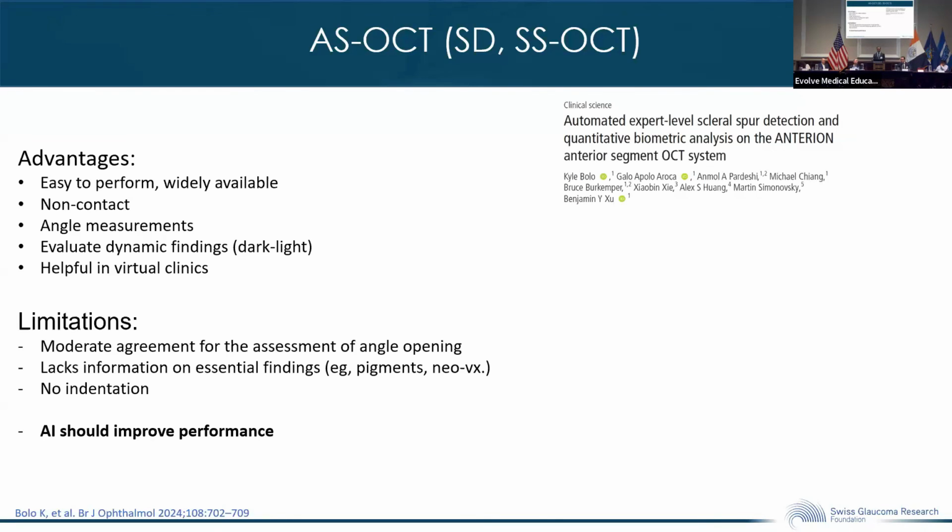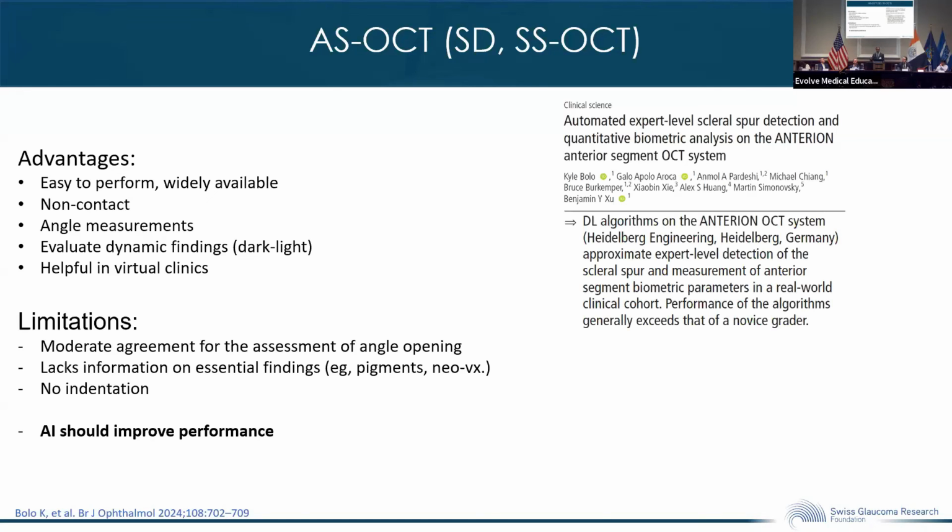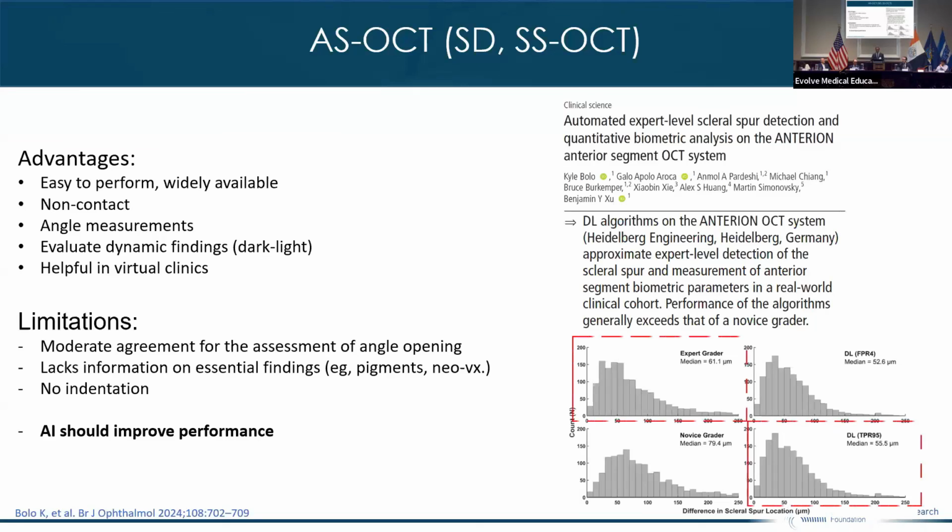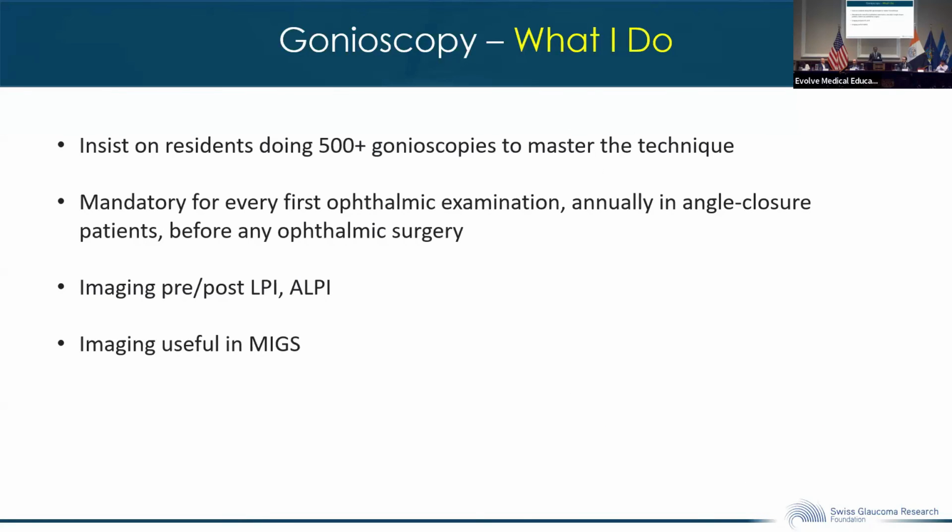However, they suffer from moderate agreement when it comes to angle assessment, and they do not provide you information on other structures, pigment in the angle, neovascularization, and so forth. So what do I do today when it comes to gonioscopy? Well, first of all, I insist that our younger colleagues perform gonioscopy routinely. It is mandatory in our clinic for every first ophthalmic examination, annually in patients with angle closure, and before any ophthalmic surgery. I like imaging also, and we perform imaging routinely, especially when it comes to assessing and measuring the angle before and after laser procedures, and in patients who undergo mixed surgery.